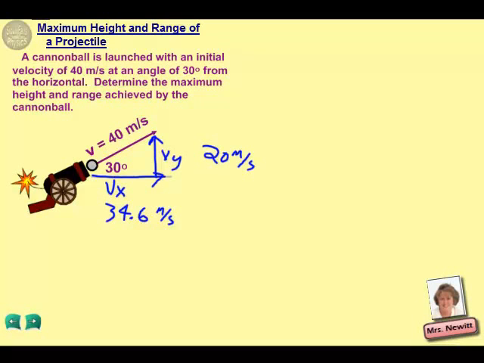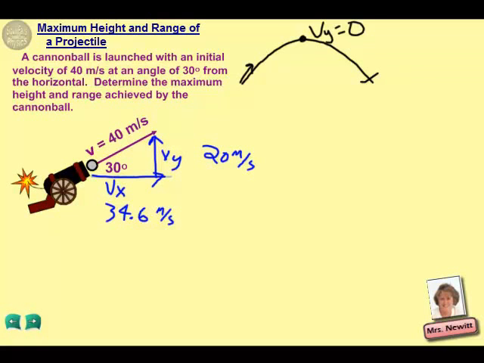Okay, once we have those components, now we're ready to look for the time that this is in the air. Before we start that, we might want to draw out a diagram of what this is going to look like. Here's our initial velocity. It's taking off over here. And then a couple things that we know about it. One is that when it reaches the top in the vertical direction, its velocity is 0.